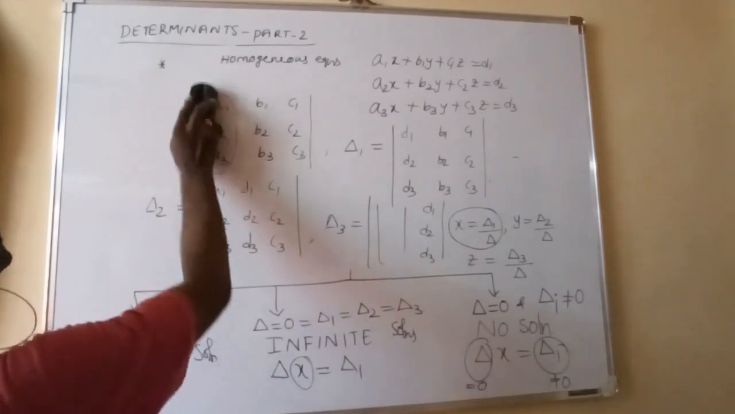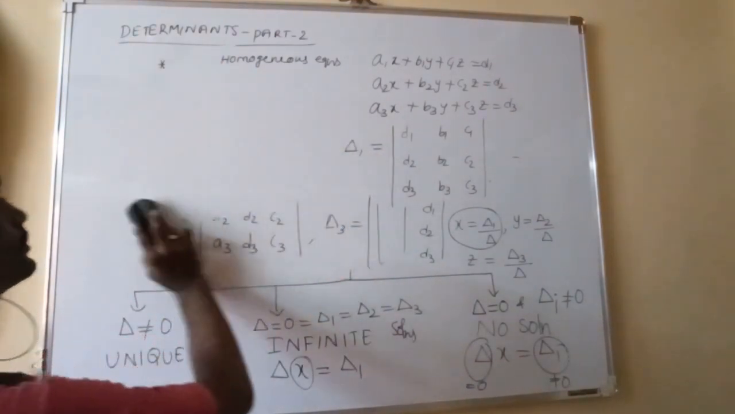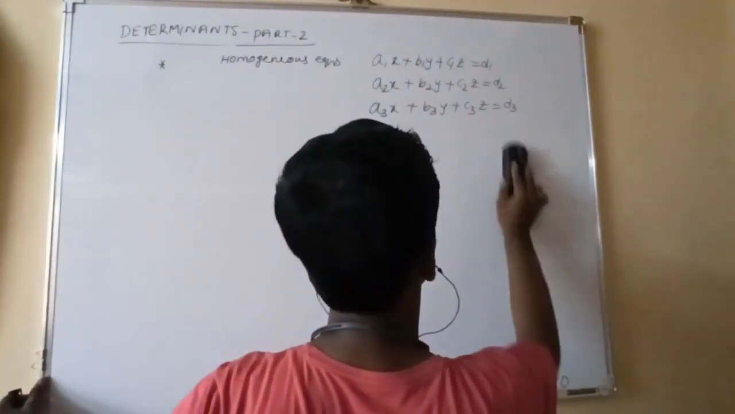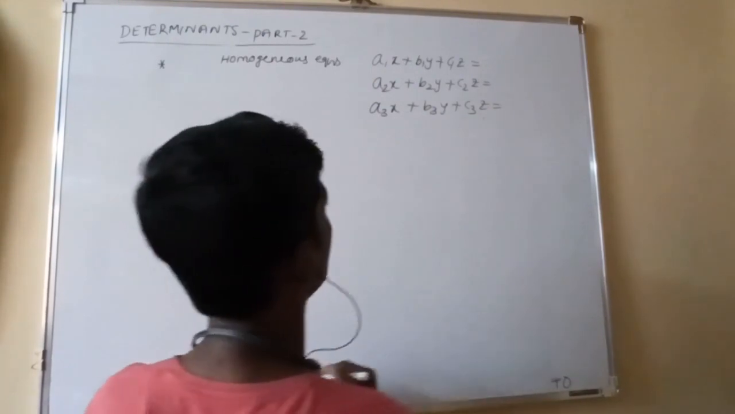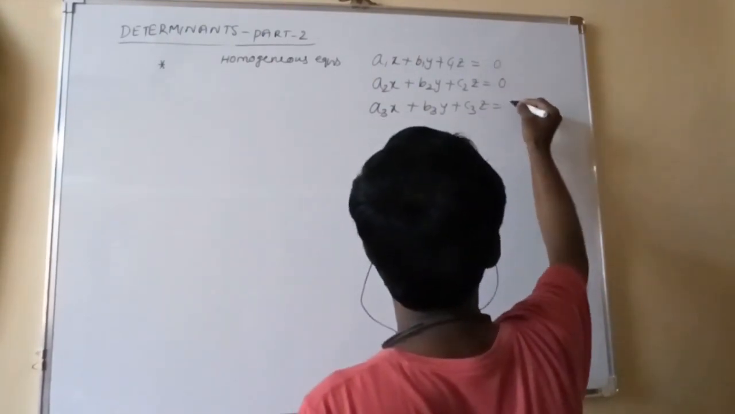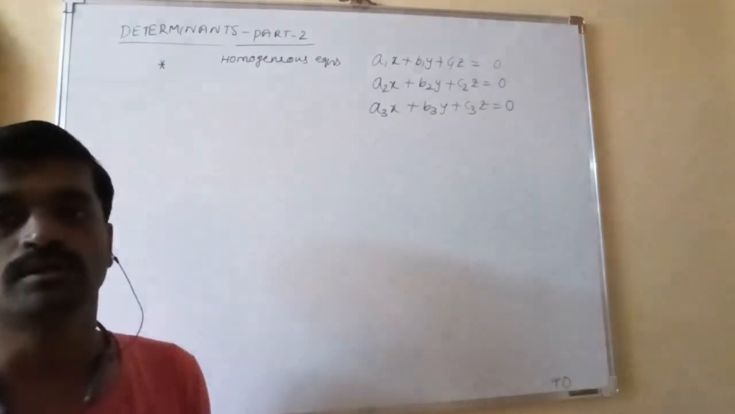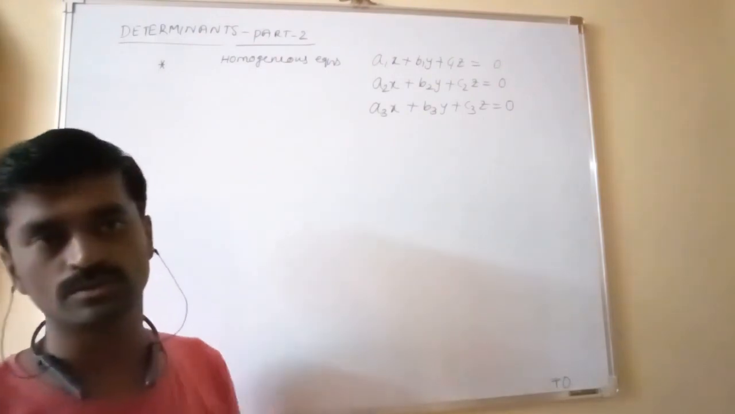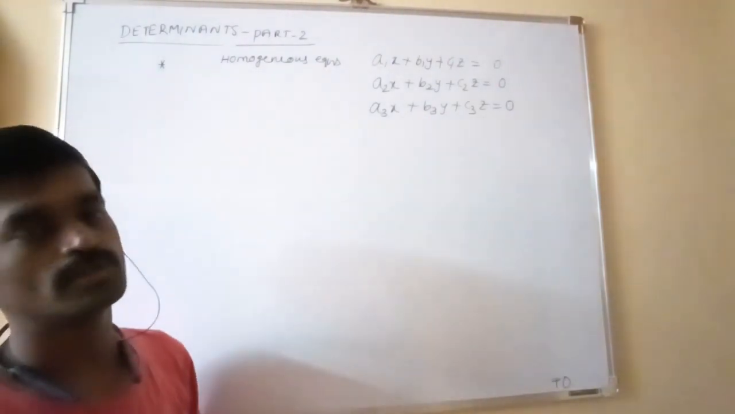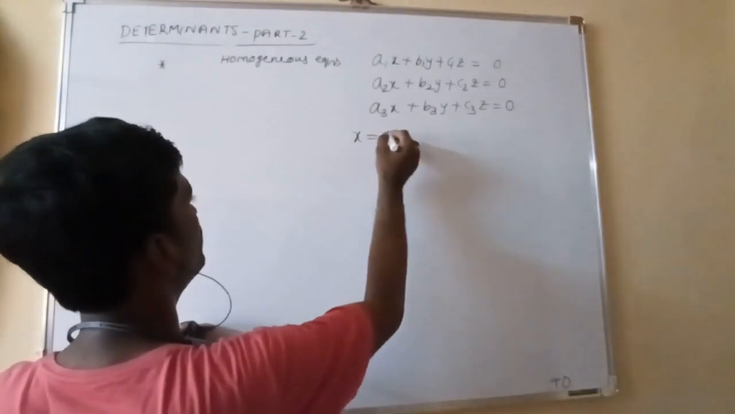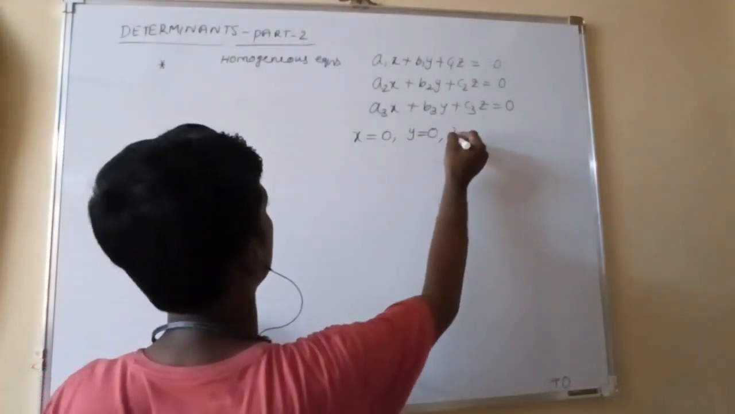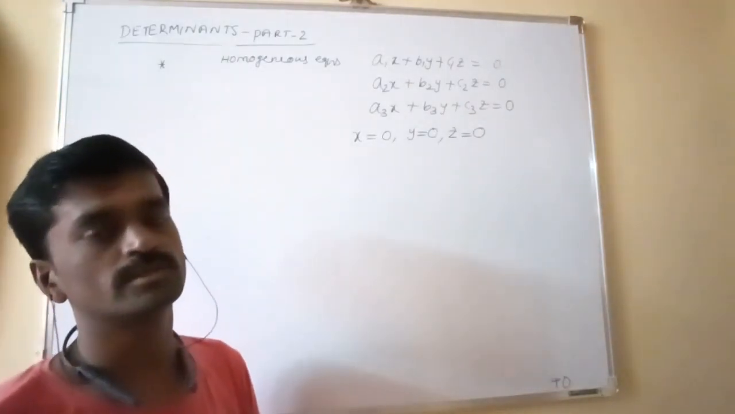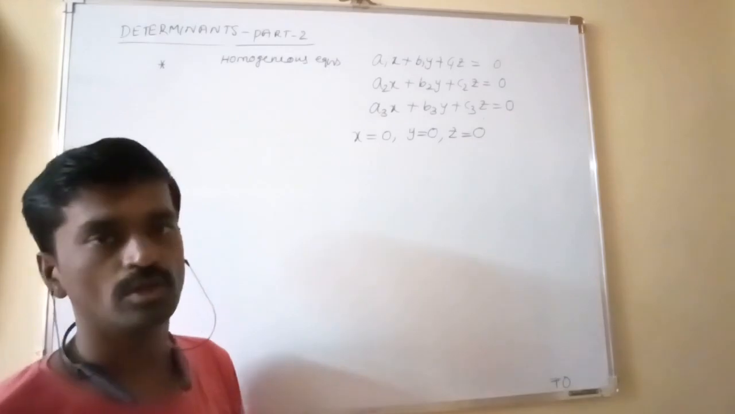Next, homogeneous equations. So remember, homogeneous equations are always consistent. That means it always has a solution. See, by putting x value 0, y value 0, z value 0, every equation is satisfied with these values of x, y, z, irrespective of a1, a2, a3, b1, b2, b3, c1, c2, c3, irrespective of coefficients.